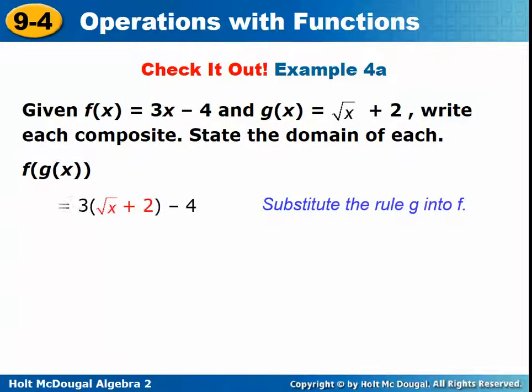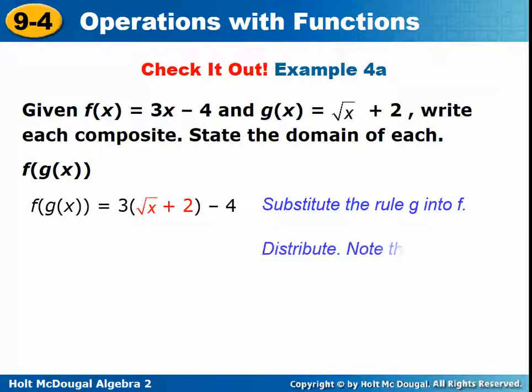Let's see. We have f of x equals 3x minus 4, and g of x equals the square root of x plus 2, and we're going to write the composite f of g of x. So g of x goes in for x in 3x minus 4, and we have to plug that in. Simplify, we have 3 times the square root of x plus 6 minus 4, and then you can also simplify that a little bit and get 3 times the square root of x plus 2.